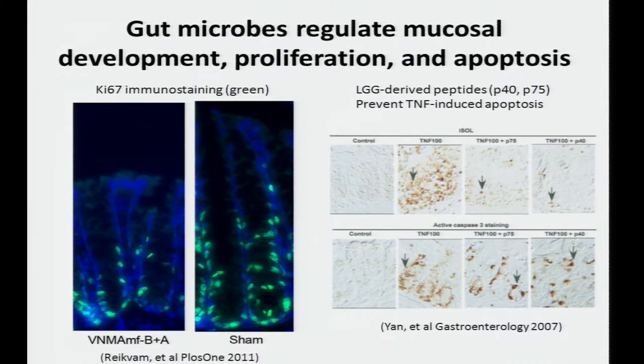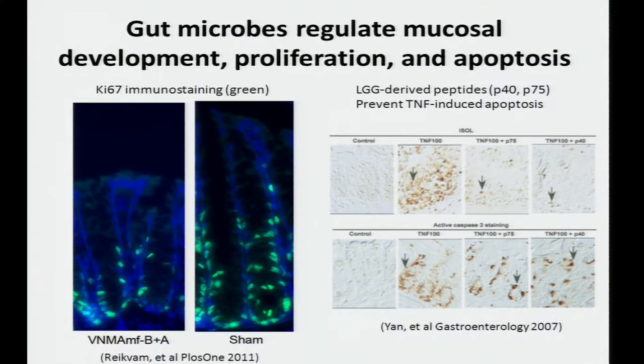Shown on the left is a stain for Ki-67, which is a marker of cellular proliferation. And you can see that in the control colonic crypt shown here, most of the proliferating cells are in the lower half of the crypt. But if you treat this mouse with a cocktail of broad-spectrum antibiotics over a period of a few weeks, you see a dramatic change. There's mucosal atrophy with a significant decrease in cellular proliferation.